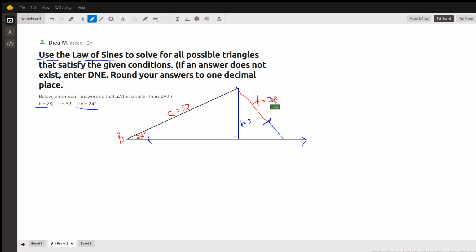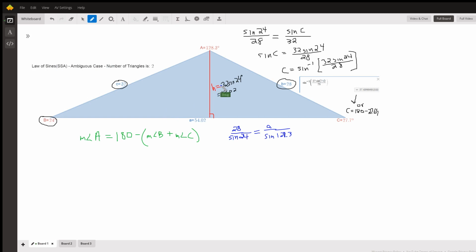Okay. If this side opposite happens to be greater than 32, then it won't hit over here again. You'll only have one triangle. Okay, so here's what the triangle looks like. Here's where I've actually calculated the altitude. And now I can use the law of sines. I've circled the given information here.